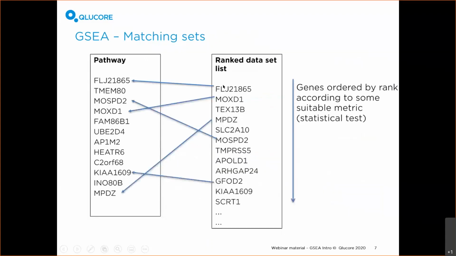And then you start a comparison. You check each gene in your data set with each of the pathways to see if they match. In this case, I have a match in the pathway for this gene as well. And then for the next one, it's not a match, and so on, and it is a match.